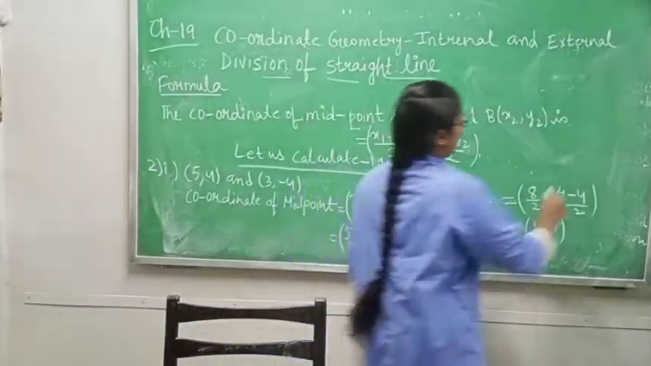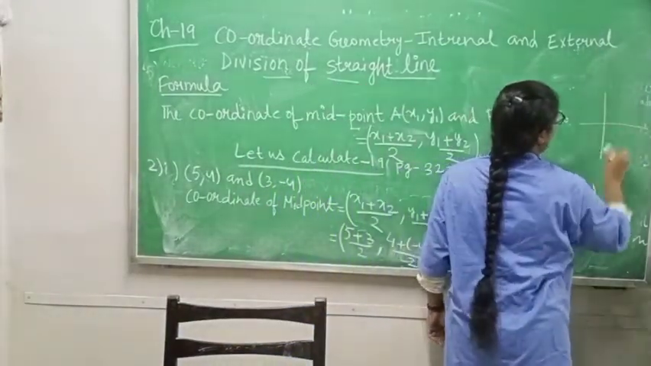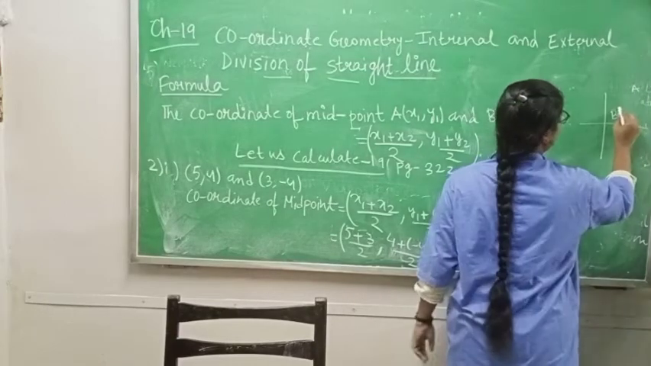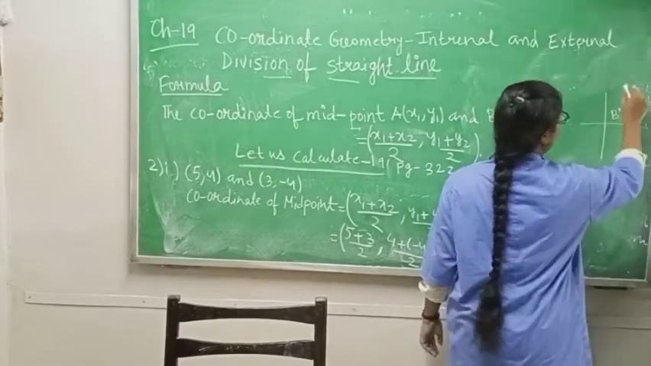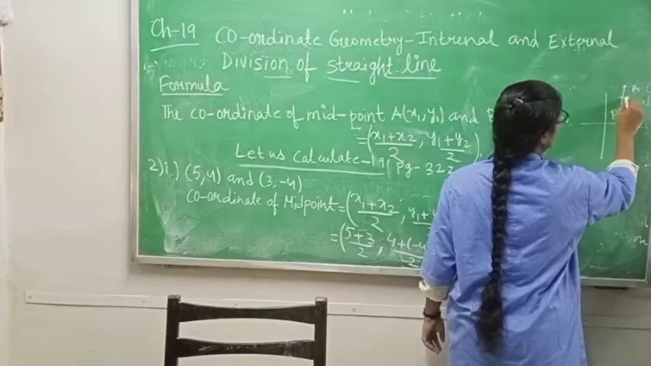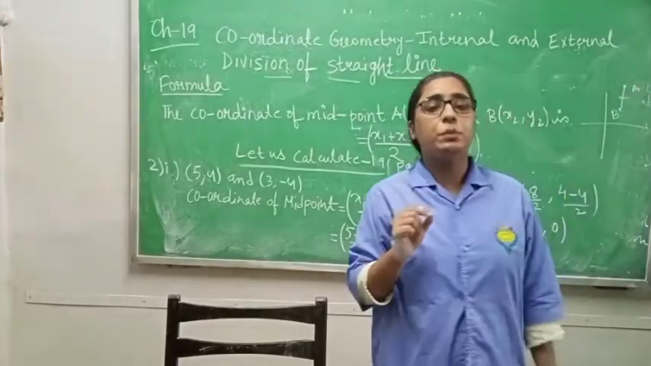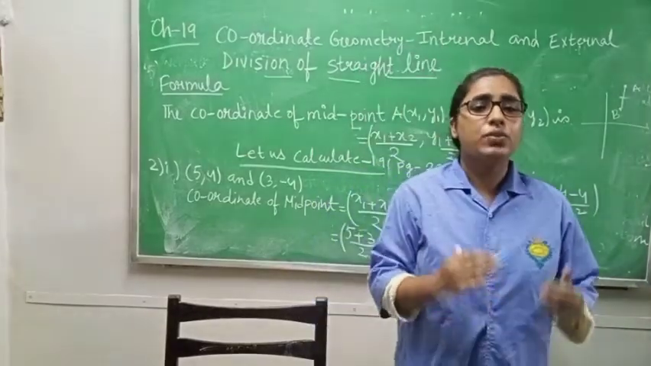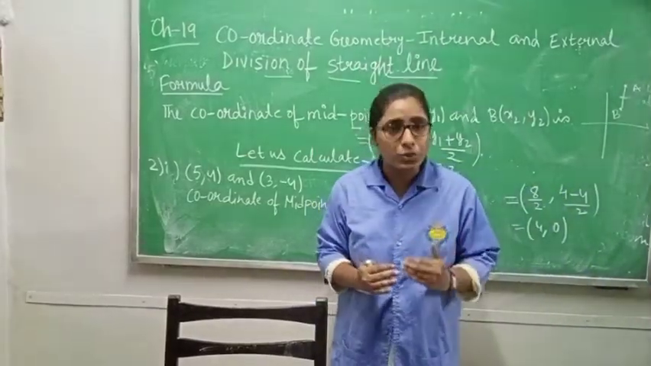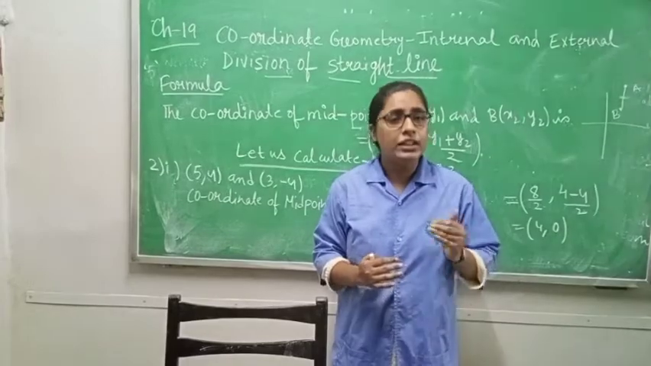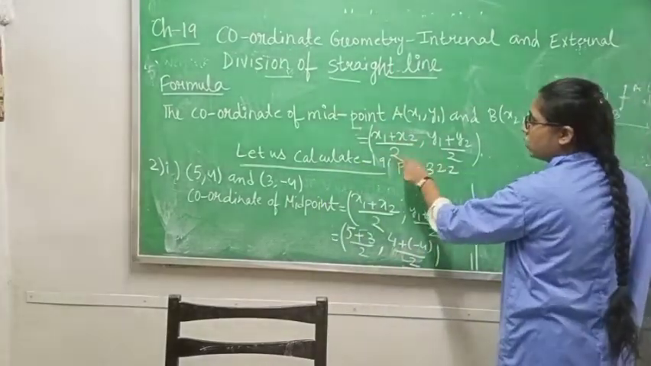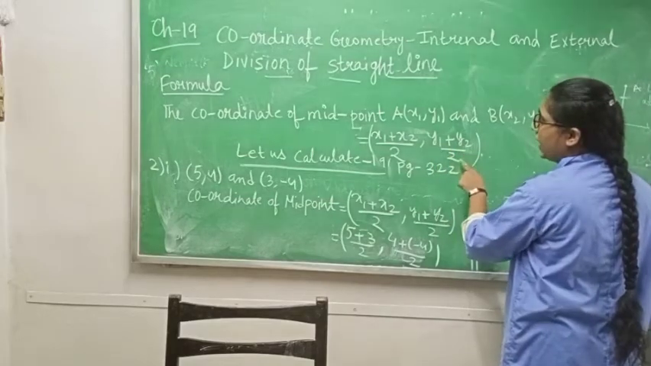Suppose that this is the graph, A is a point and B is a point. Okay, here it is A point, here it is B point. And we have to find the midpoint. Midpoint means middle point. If they ask to find the coordinate of the midpoint or middle point, it means the formula will be (x1 + x2)/2, comma, (y1 + y2)/2.